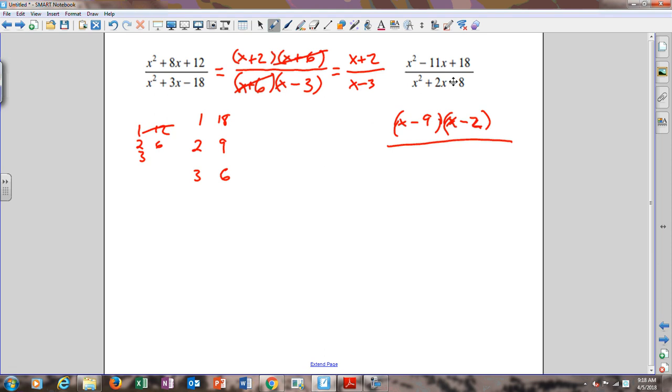So when you factor out the bottom, you're going to look for what could possibly be a minus 2 or a minus 9. So x and x. What multiplies to give you negative 8 and adds together to give you a positive 2. If this is a minus and this is a plus, it tells you that this is a minus and this is a plus.